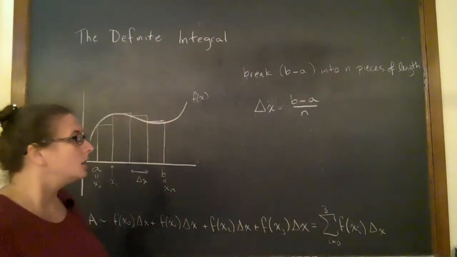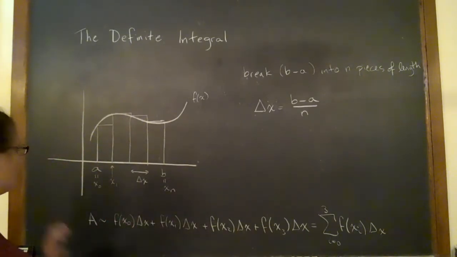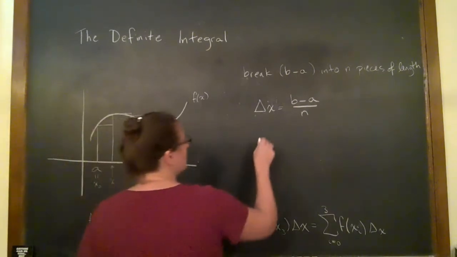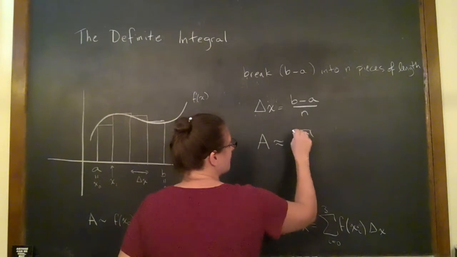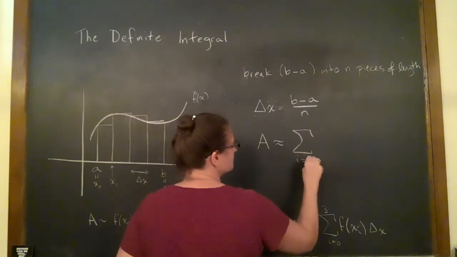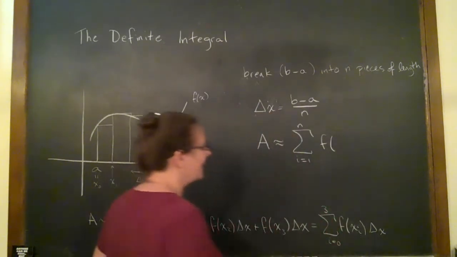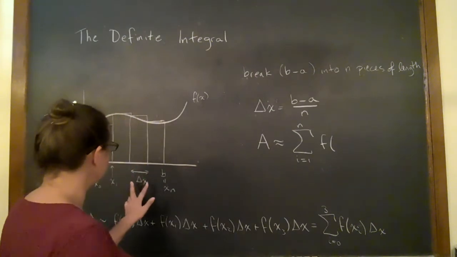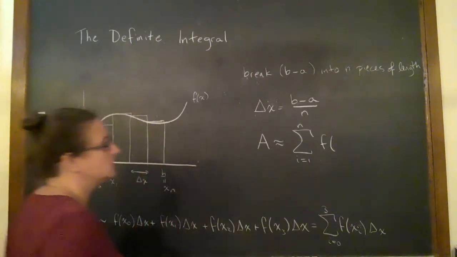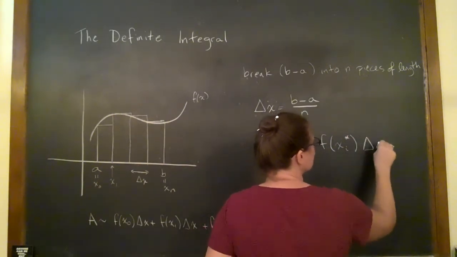If we want to be as general as possible, though, this is what we're going to do. The area is approximately the sum, i equals 1 to n of f of, and it doesn't matter what, just some point in the interval, xi. That's why your book likes to call that xi star, times delta x.